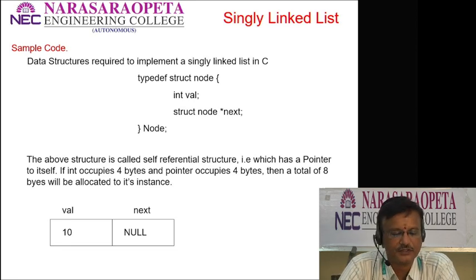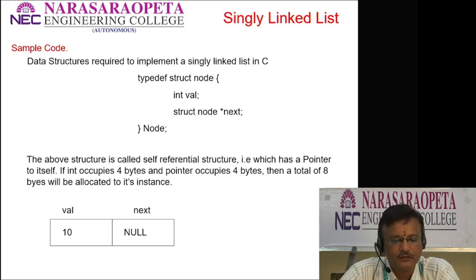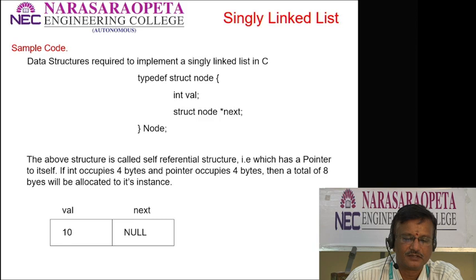In C language, we represent a node in a singly linked list using a structure like this. Here I have typedef'd the structure as Node. So whenever I need to create an instance of this structure, I don't have to type struct Node. It is sufficient to create an instance using simply Node, with a capital N. This is basically a typedef.